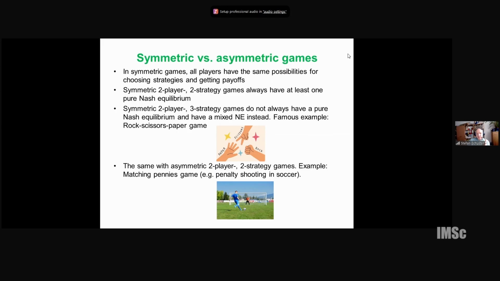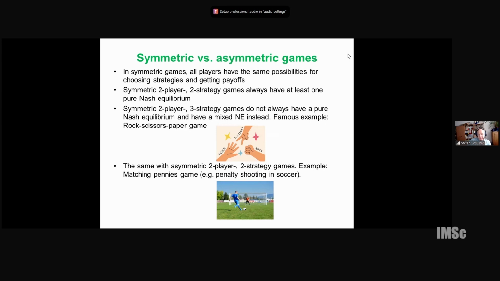Whereas in symmetric 2-player 3-strategy games, there is not always a pure Nash equilibrium. And the famous example is the rock, scissors, paper game. You know it. Rock, scissors, paper, and then they cannot agree on a pure Nash equilibrium because if, for example, I always play rock, the other player will always play paper, and he will win. And therefore, one should change strategies and do it stochastically with a certain probability, and this is then called mixed Nash equilibrium with certain probabilities.